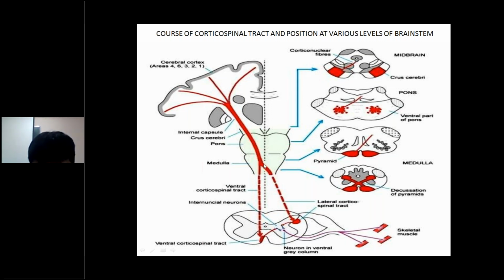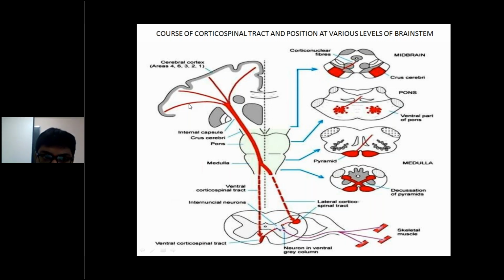See, 80% decussate. See, this red is thick. This red is very thin. Why like that? Because this is 80%, this is 20%. 80% decussates and forms the lateral corticospinal tract. 20% does not decussate and forms the ventral corticospinal tract, right? So this is the corticospinal tract.